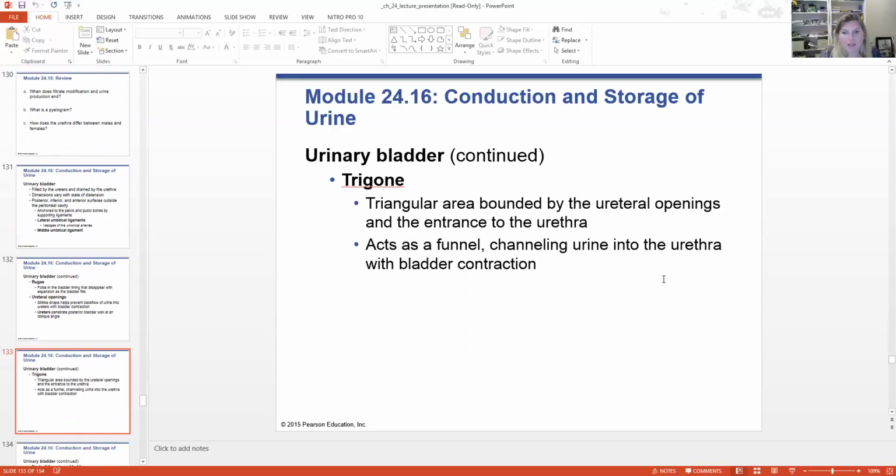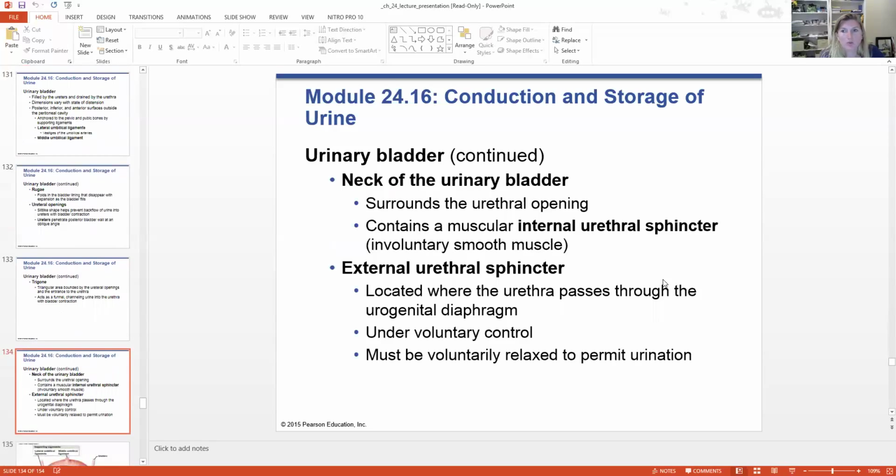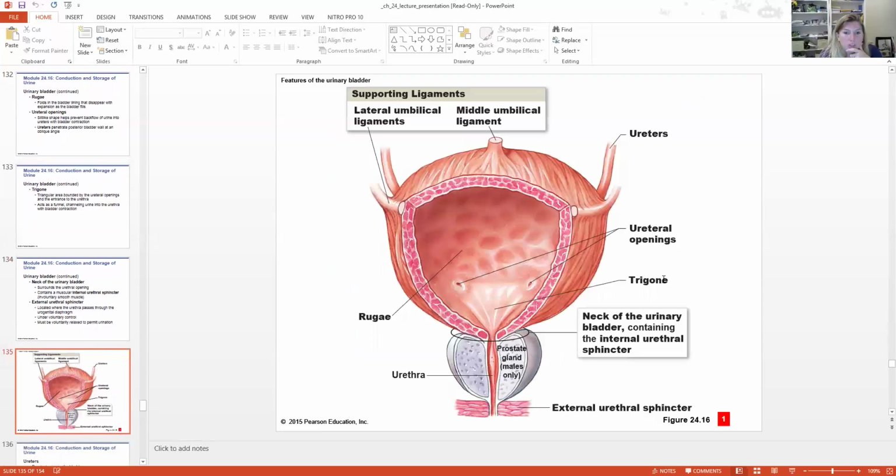As the urethra and bladder contract, it's going to allow for the flow of urine to go in that one direction that we want it to. The neck of the urinary bladder surrounds the urethral opening. It contains an internal urethral sphincter, which is an involuntary smooth muscle. And then the external urethral sphincter is voluntary. Thank goodness, right? Otherwise, we'd just pee our pants all the time. It's under voluntary control, and it has to be relaxed in order for urination to occur.